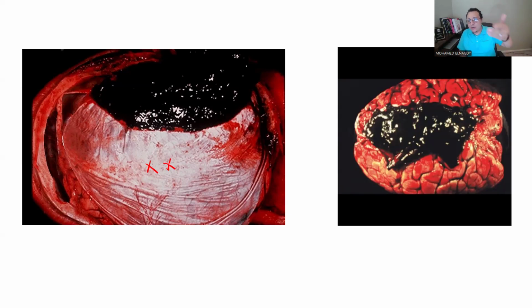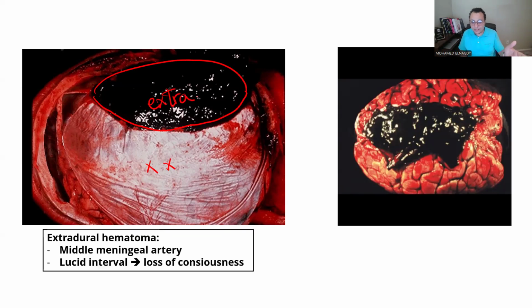So we see the hemorrhage above the dura here. If the hemorrhage is above the dura, this means that you're dealing with epidural or extradural hemorrhage. So that's an extradural hematoma. The extradural hematoma is usually localized, as you see here. It's just limited to an area in the skull.